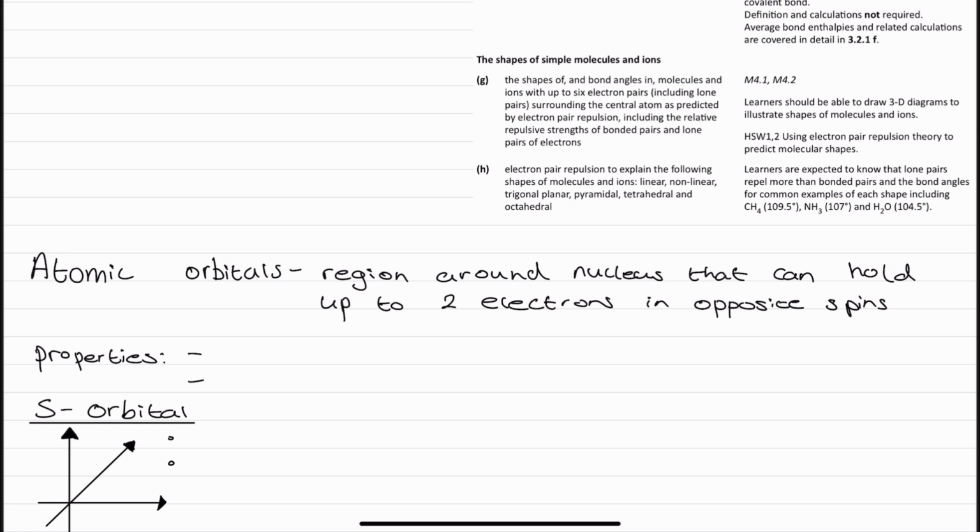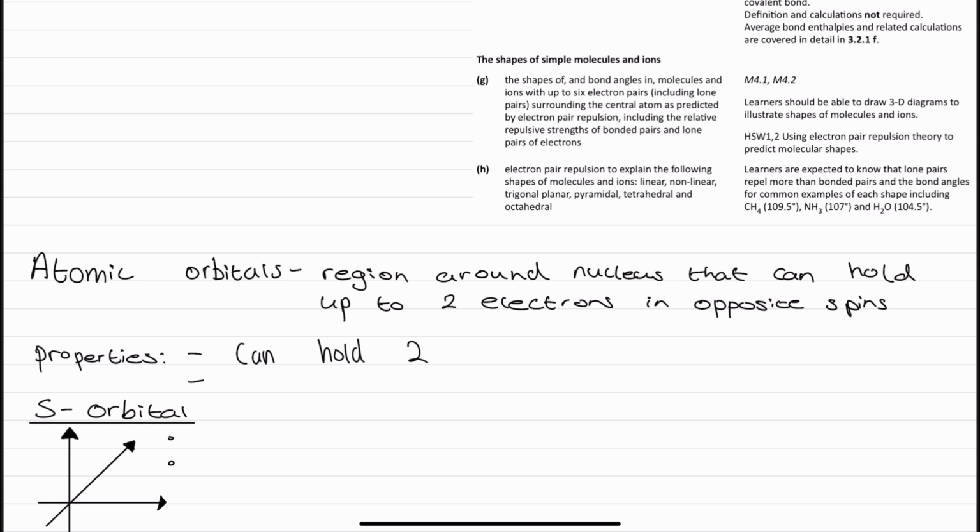Now, atomic orbitals are regions around the nucleus of an atom that can hold up to 2 electrons which have opposite spins. So normally back in GCSE, you'd remember that an atom has a nucleus and then around it, it has shells, right? Now these shells contain electrons grouped up into pairs. Well, now in A levels, you need to know that these electrons are actually present within atomic orbitals. And those atomic orbitals, as you drew back in GCSE, can hold up to 2 electrons and they must be in opposite spins.